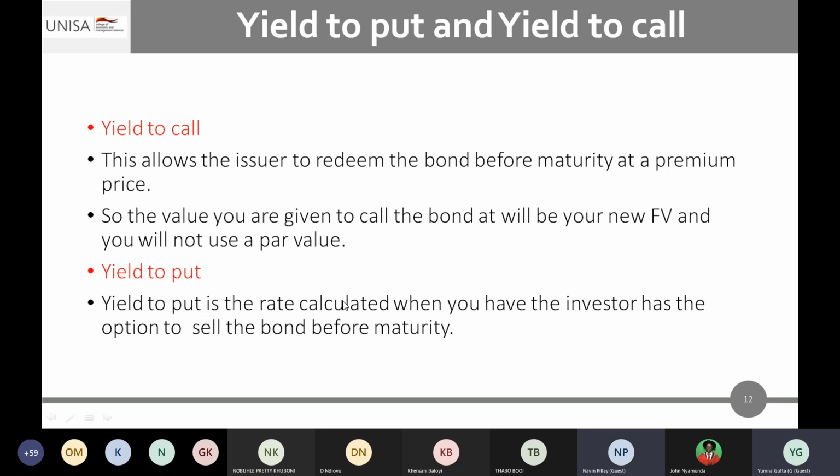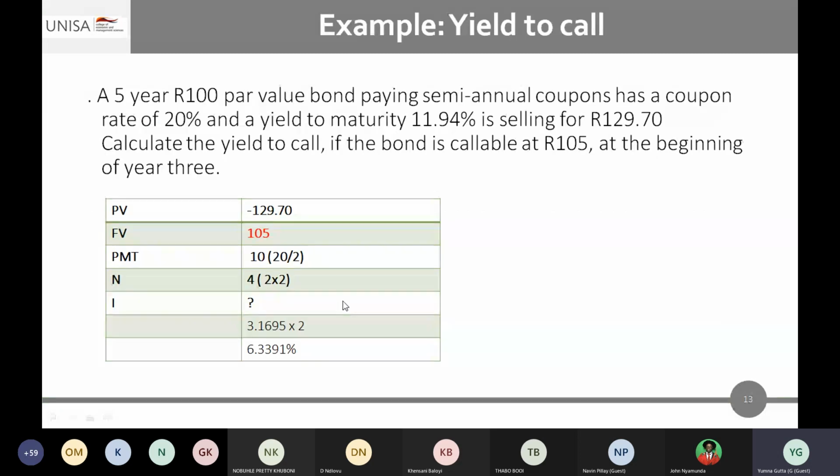The value you are given to call the bond will be your new future value. So you're not going to get face value at the end. You are going to get the callable value, which will be given to you. And the yield to put is the rate calculated when the investor has the option to sell the bond before maturity. So now your present value and future value will be affected. Let's look at an example of yield to call.